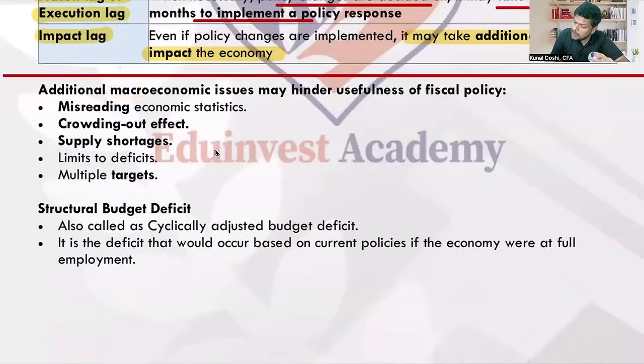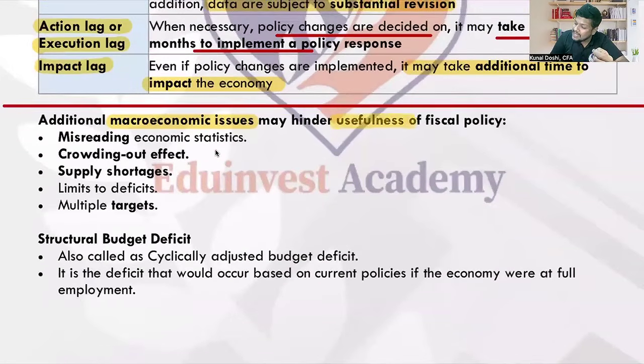Overall, what are the macroeconomic issues that may hinder the usefulness of fiscal policy? Means what will stop fiscal policy from being successful? Number one, misreading the economic statistics. If you are implementing fiscal policies by looking at the wrong indicators, then it will be counterproductive, right? Crowding out effect, as I said, if most of the borrowing is taken by the government, very little will be left for the private sector. What if there are supply shortages in the world due to war and pandemic? And you cannot keep on increasing fiscal deficit forever.